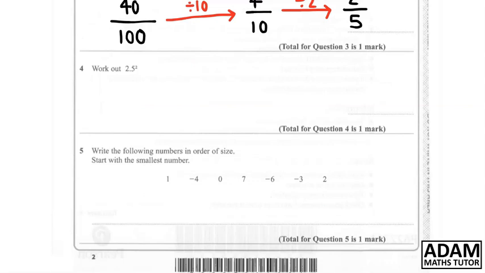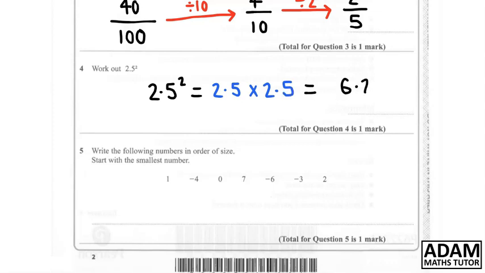Question 4. Work out 2.5 squared. We do have a calculator for this exam, so you would just need to put 2.5 squared, or you can just put 2.5 times 2.5, and that should give you an answer of 6.25. Question 5. Write the following numbers in order of size. Start with the smallest. The smallest number that we have here is -6, then -4, -3, 0, 1, 2, and then 7.